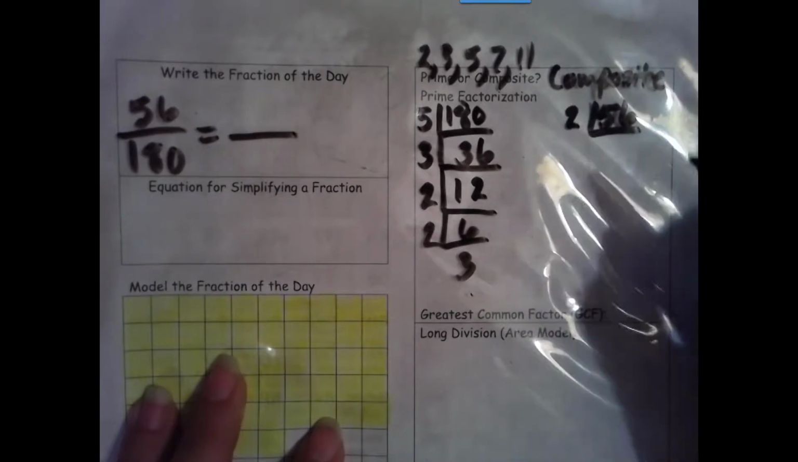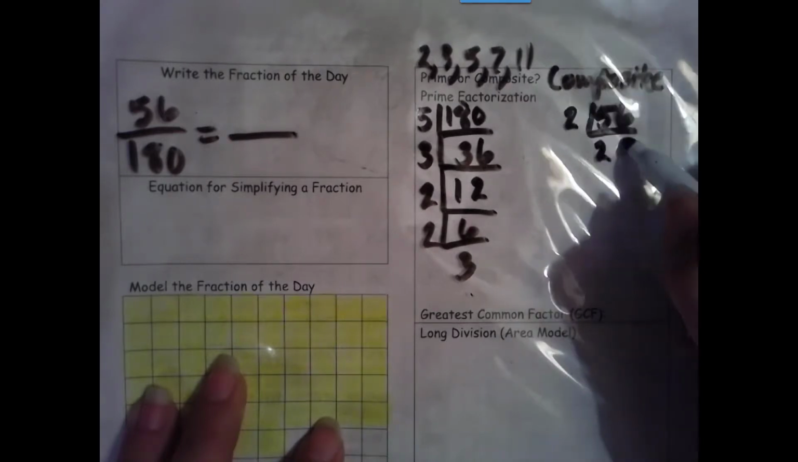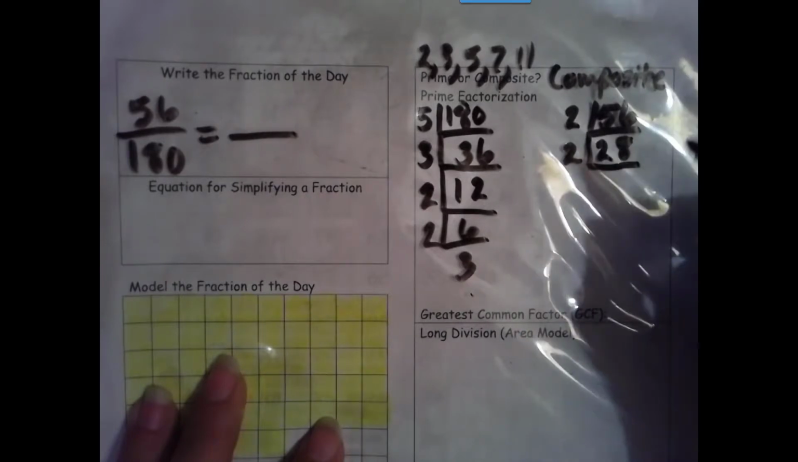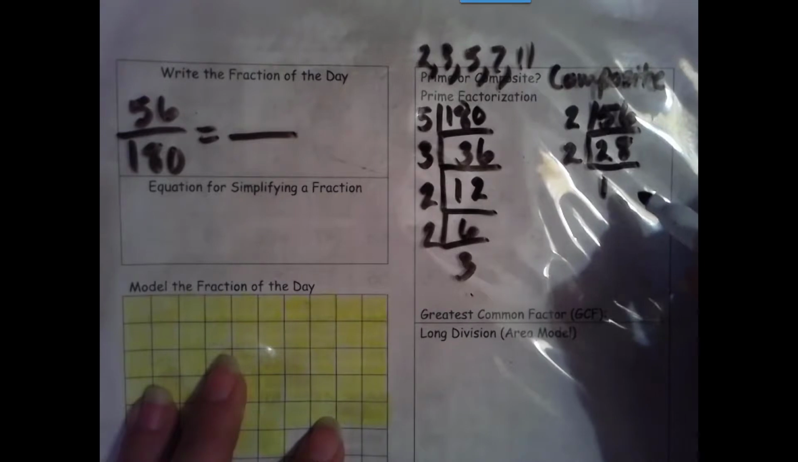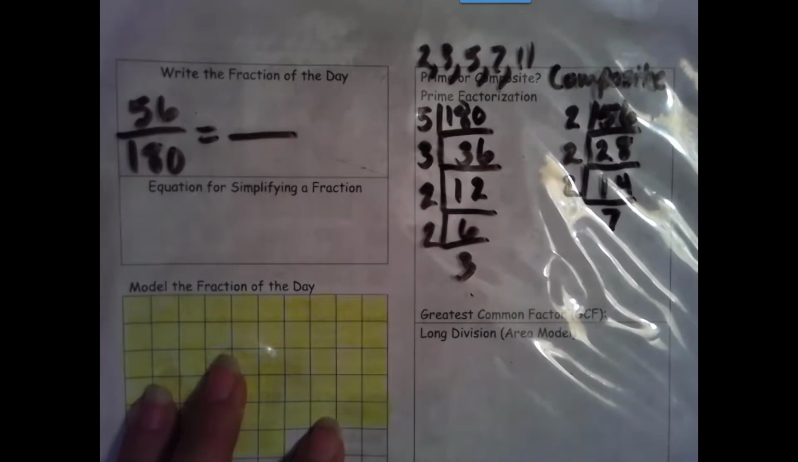56 is even, so I could divide by 2. I could get 2 10s out of 50, and I'm left with 16. And that would be 8. 2 groups of 8. Still even, so I could divide by 2. I could get 10 groups of 2 out of 20, and then 4 groups of 2 out of 8. Still even. And I get 7. 7's prime, so I am done.